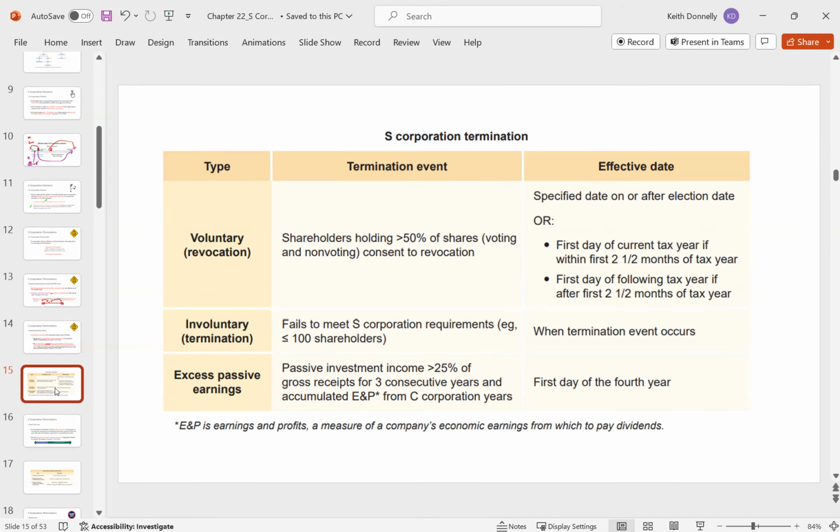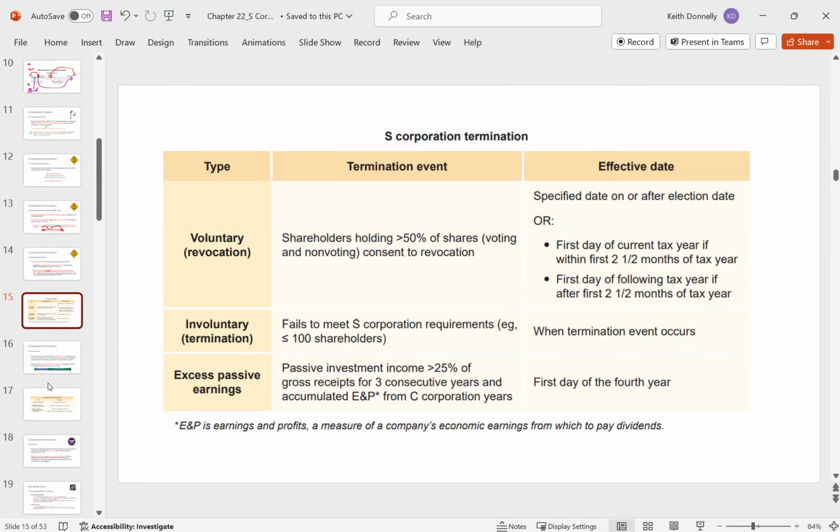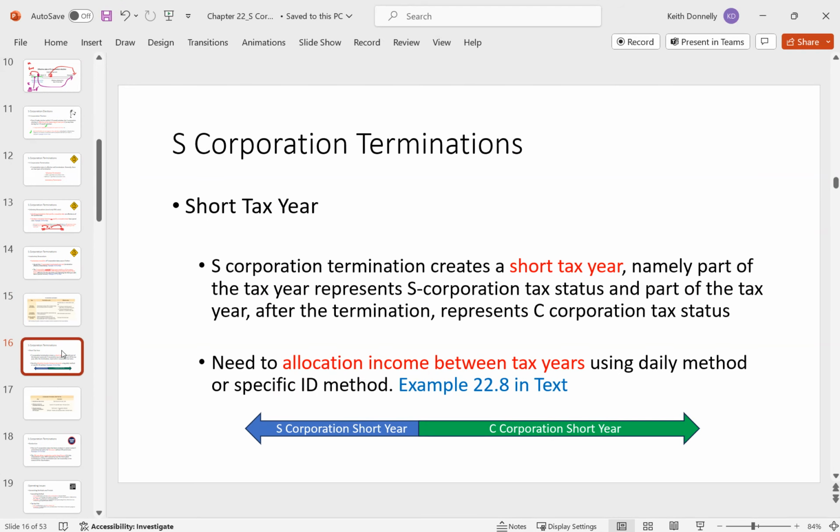All right, so this is just kind of showing you the different nuances with it. The next thing to be aware of is that when you terminate, when it ends, it's going to create a short tax year. Say right here we terminated, whether it was voluntary or involuntary.